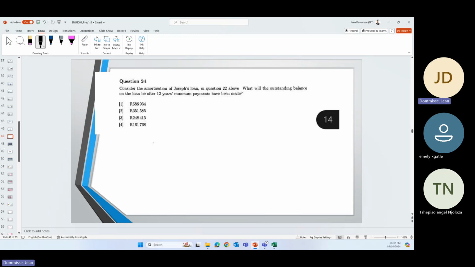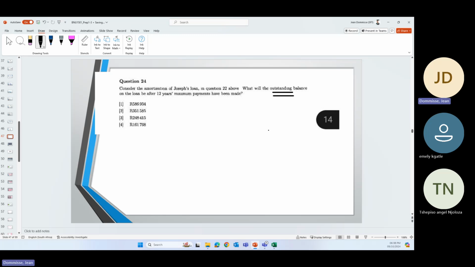Okay, so let's just look at the question. Consider the amortization of Joseph's loan in question 22. What will the outstanding balance on the loan be after 12 years of minimum payments have been made? Okay, so what will be outstanding?